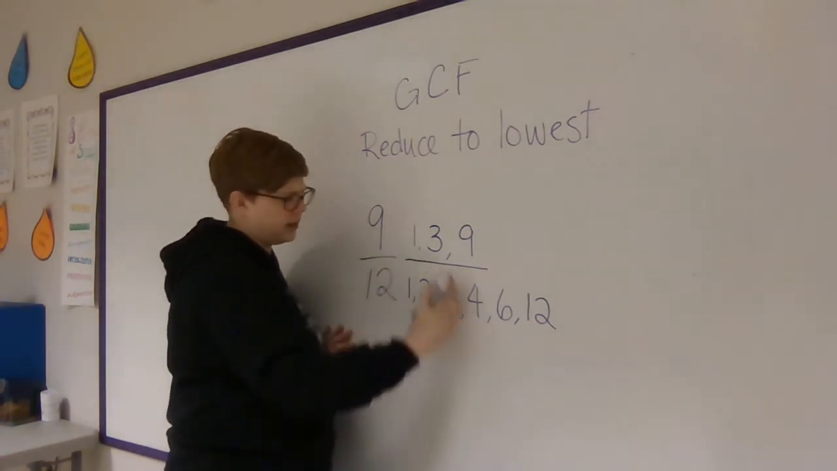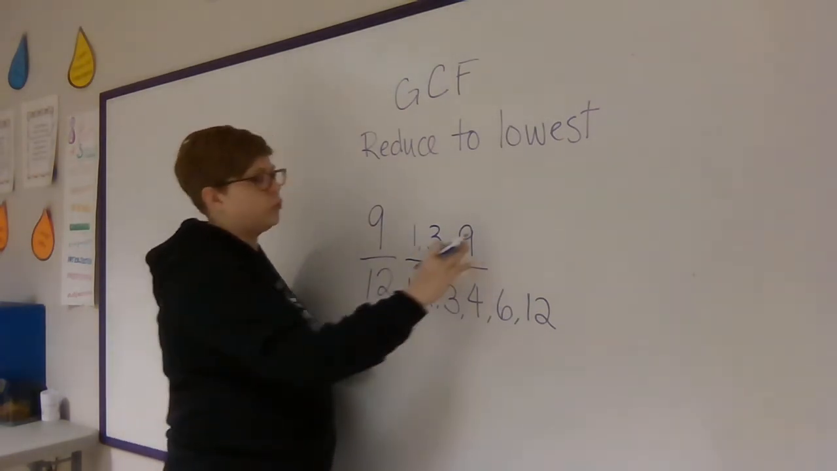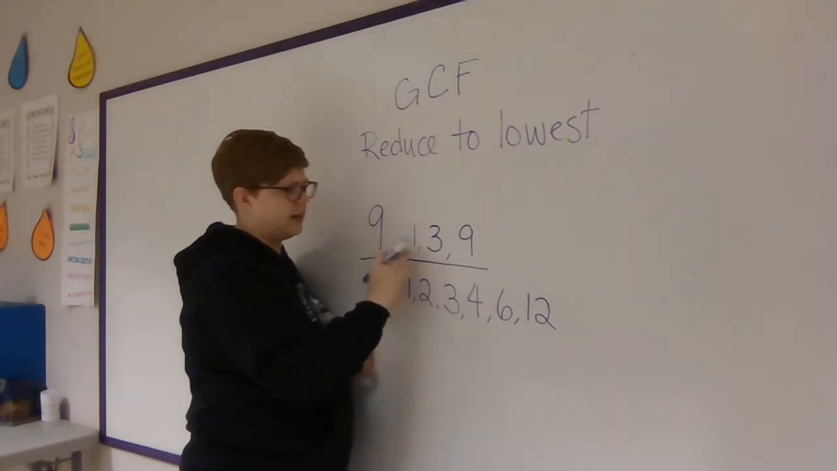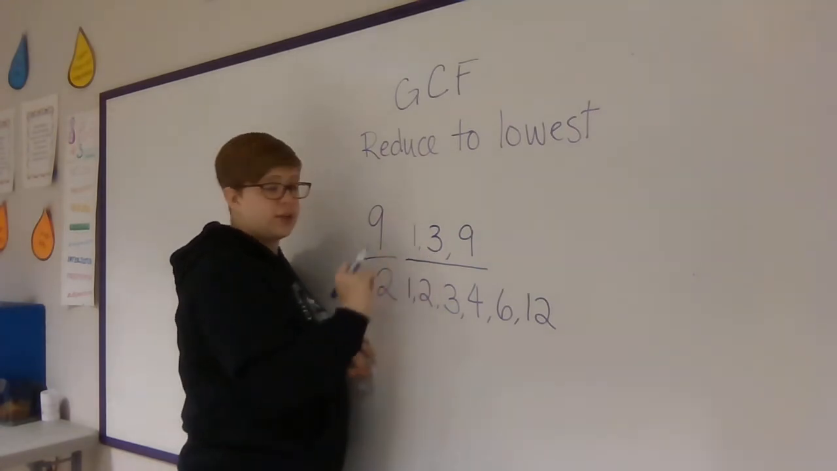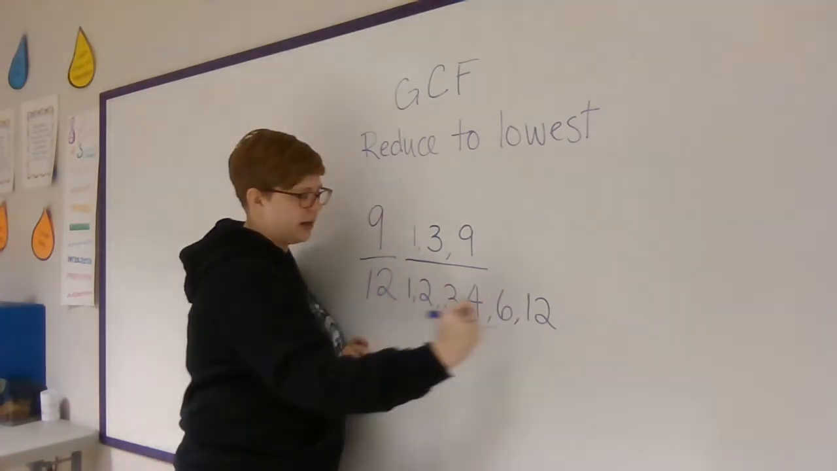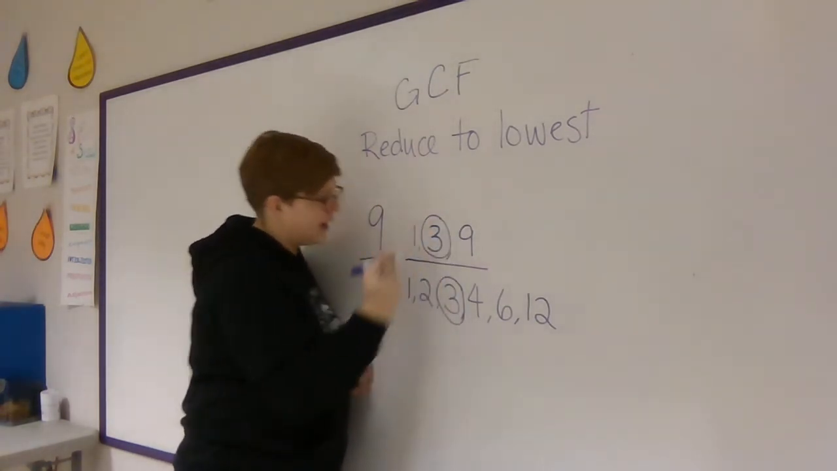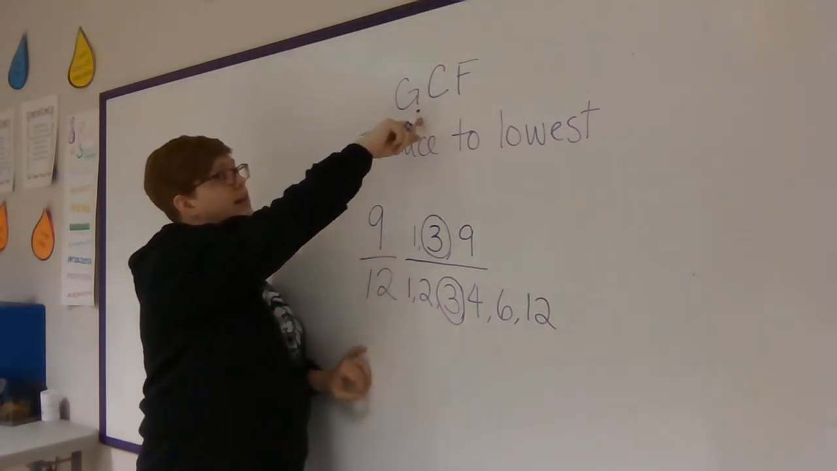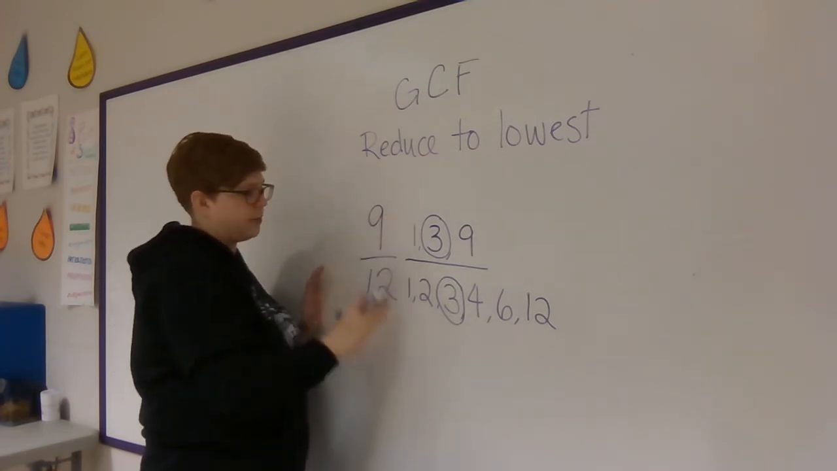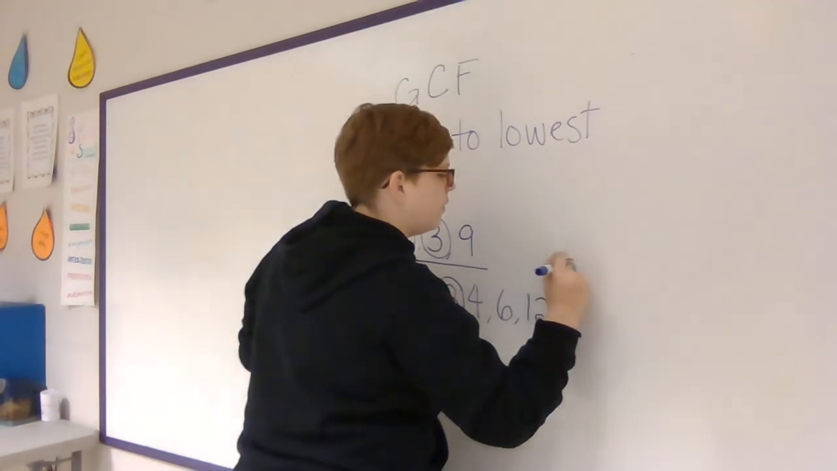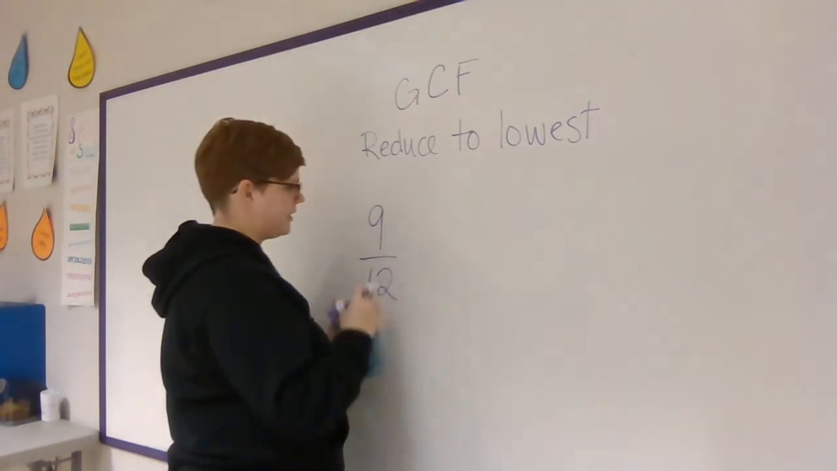Let's see, which one of these numbers is the largest number that is the same for both? Well, 9 is the largest number on this line, but there's no 9 on my bottom line, so that's not it. I have a 3 next. Is there a 3 here in my bottom line? Yes, there is. So I know that 3 is the largest or the greatest common factor. 3 is the largest number that is the same for both 9 and 12. So my greatest common factor is 3, so let's divide.